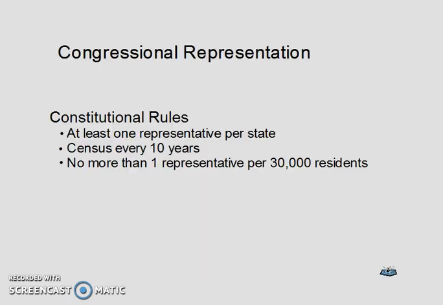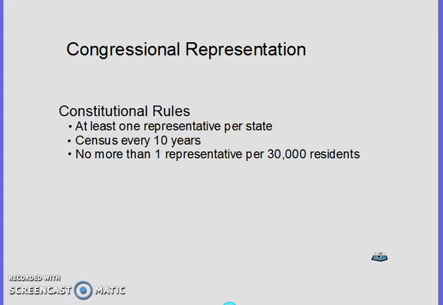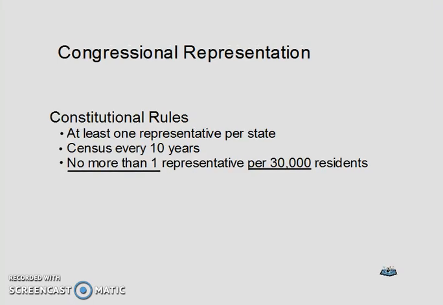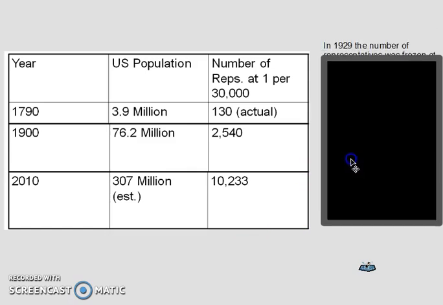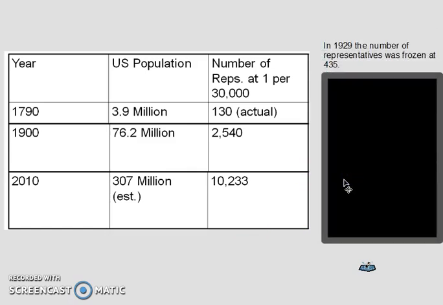And what you'll notice is that the Constitution does not say 1 representative for every 30,000 people. It says no more than 1 representative per 30,000 people. So what we've done over time is we've ended up stretching that. 1 representative has to represent more than 30,000 people. This first happened in 1929. The number of representatives was frozen at 435.